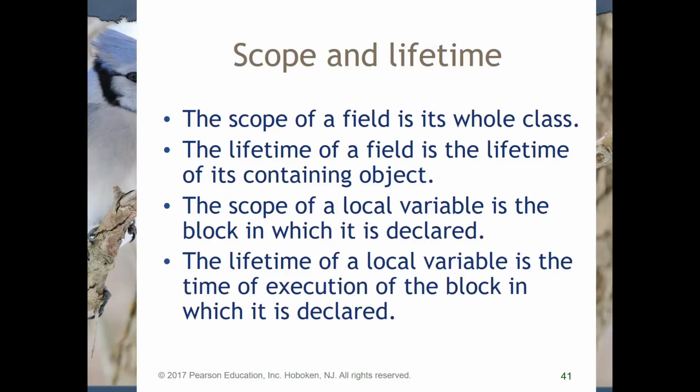Scope and lifetime. The scope of a field is its whole class. In other words, if it's defined at the class level, it exists for the life of the class. If it's defined at the method level, then it exists for the life of that method. The life of a field is the lifetime of its containing object. In other words, when it gets put in memory. The scope of a local variable is the block in which it is declared. So what they're basically saying is a field is at the class level, and a local variable is only within braces, outside the initial braces, or way up at the top of the class.